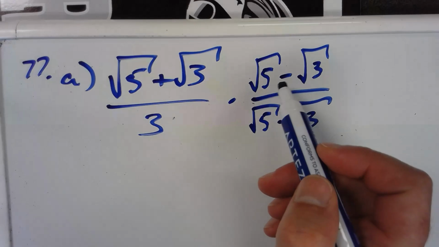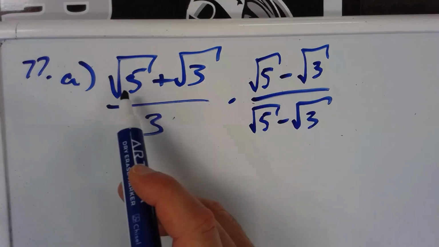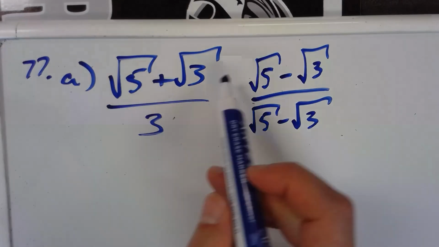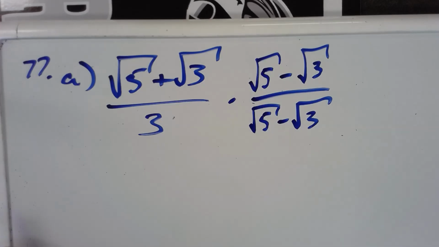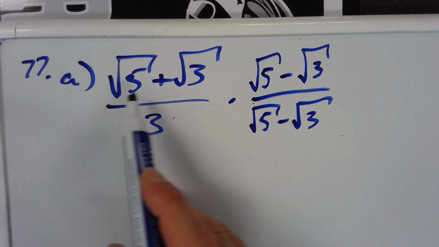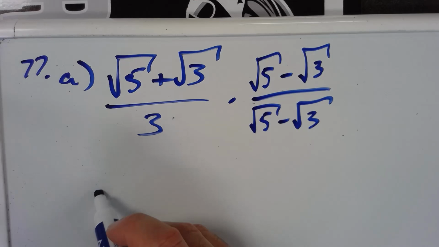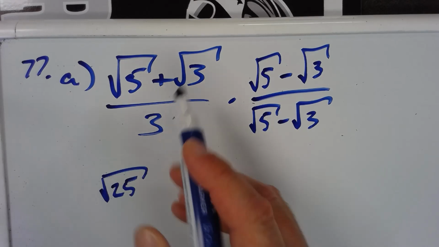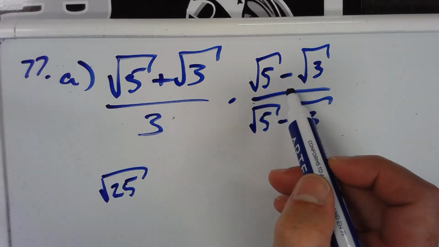So we're supposed to FOIL at the top. All right, so then FOILing means radical 5 times radical 5. What's that give you? Thank you. And then radical 5 times negative radical 3. Good. Good. Very nice.